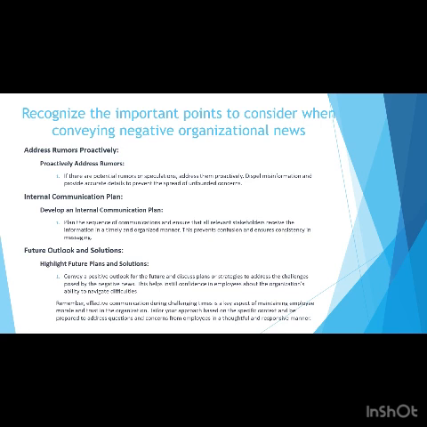Then there's the internal communication plan. This is where you plan the sequence of communications and ensure that all relevant stakeholders receive the information in a timely and organized manner. So this prevents confusion and ensures consistency in messaging. For example, we will send an initial email outlining the changes today, followed by a question and answer session next week to answer any questions. So an organized communication plan helps ensure that everyone receives the same information and understands the timeline for additional updates.